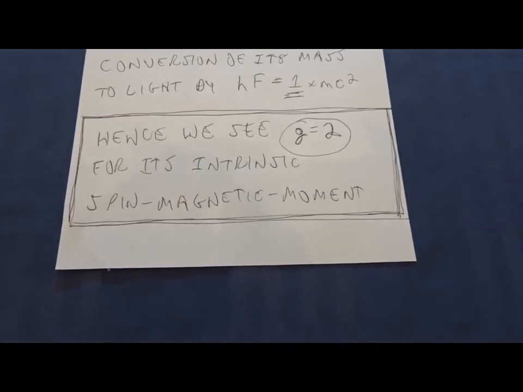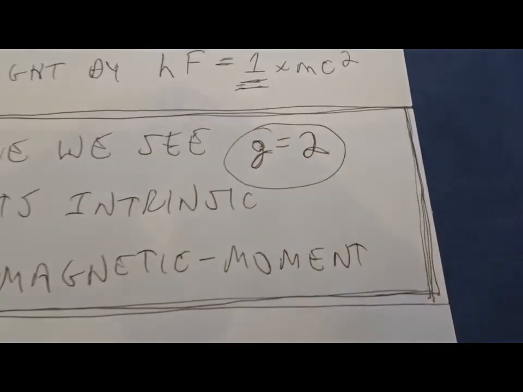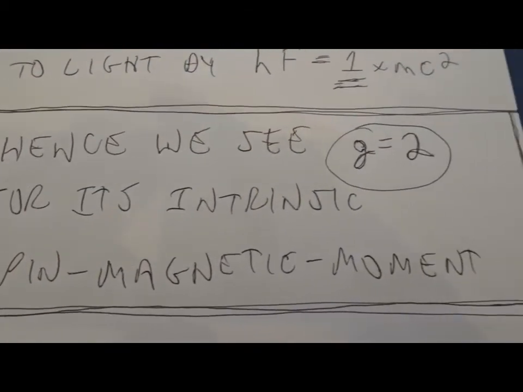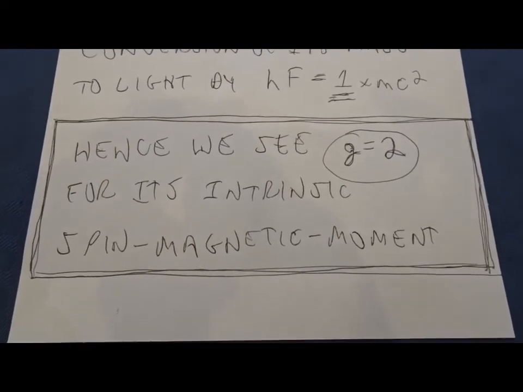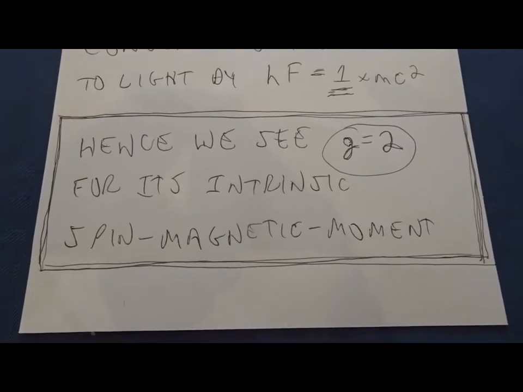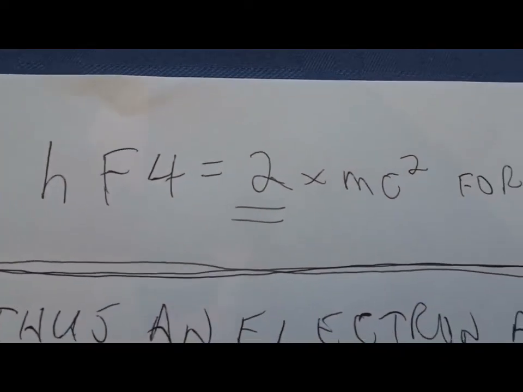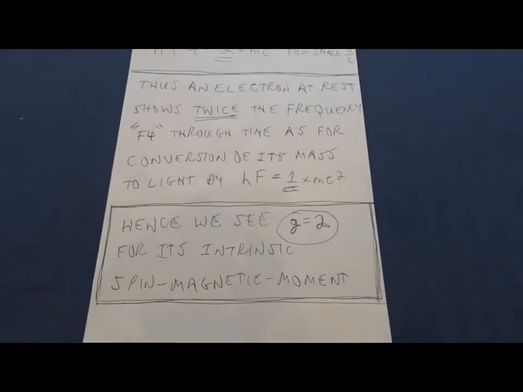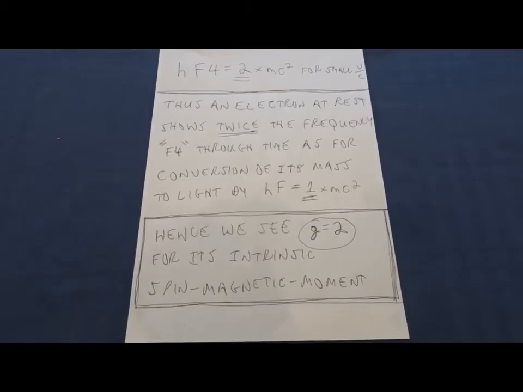Finally, because the frequency of an electron through time is twice that expected, we see g equals 2 for the intrinsic spin magnetic moment of an electron. In other words, if you put an electron in a magnetic field, it makes induced currents which are twice as much as expected because the frequency of those motions are twice as much. h F4 equals 2 times mc squared and g equals 2. Thus we have a direct structural relationship between these two values, and that's not something which was known in physics before.